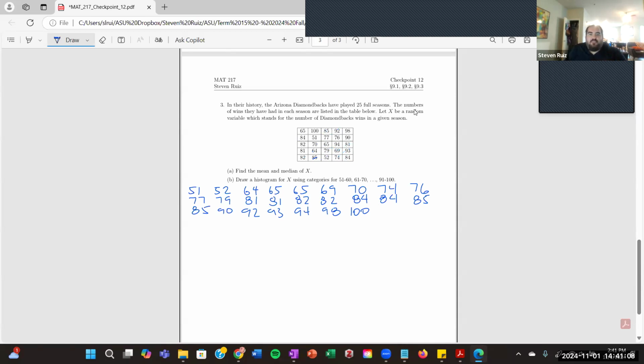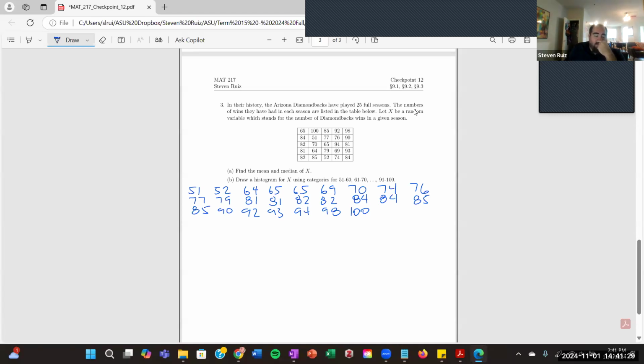Okay. So what was the point of doing all that? That was to find the mean and the median. Really, that's to find the median. So what is the median? The median is found by lining all these things up and finding the one that's in the middle. So how many data points do I have here? There are 25.